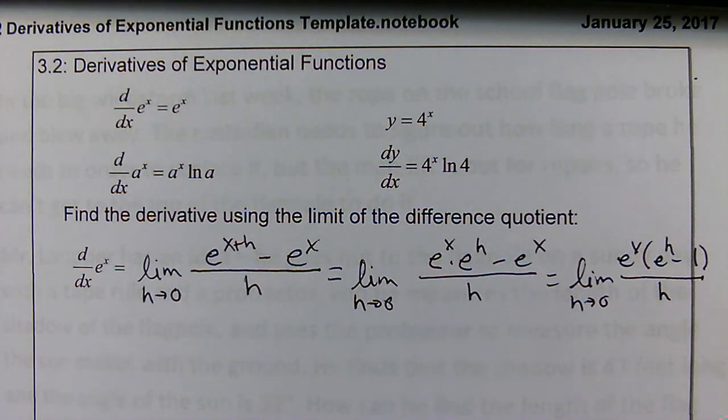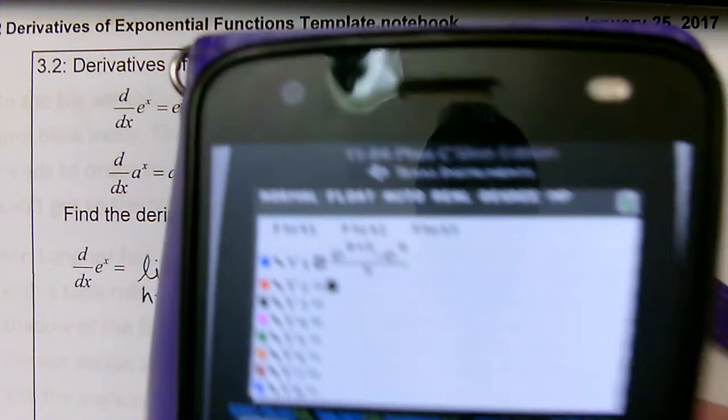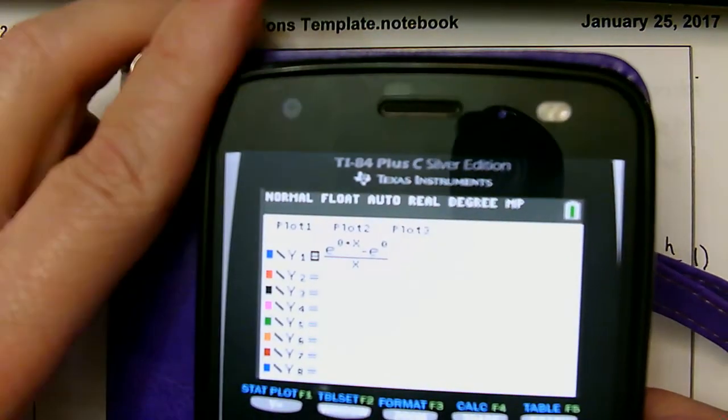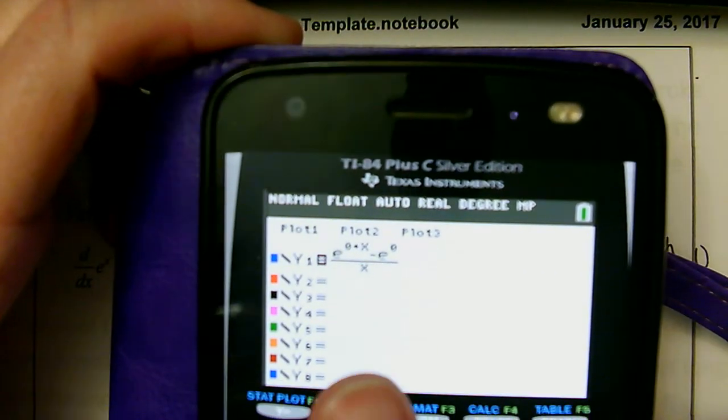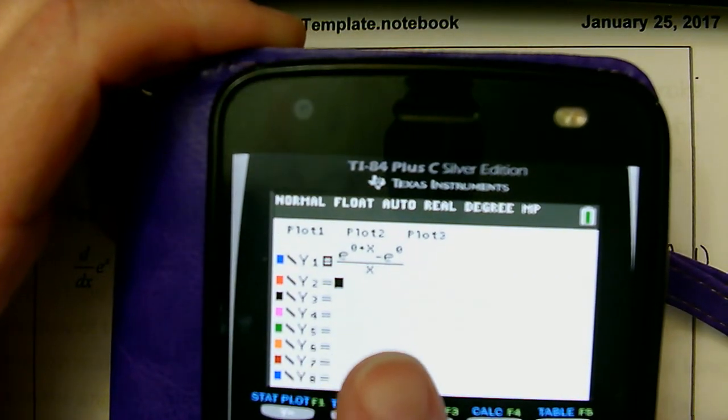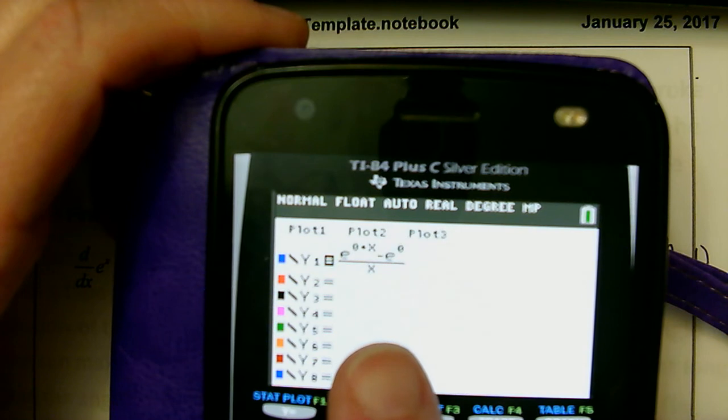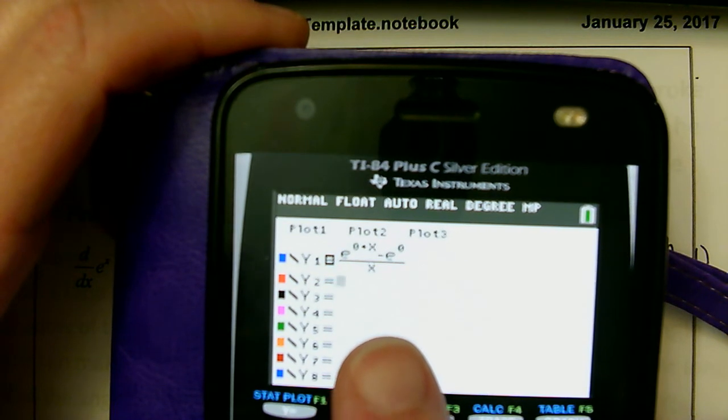The only problem with numerical methods is they can only give you answers for the value of the derivative at a point instead of the function for the derivative at any point. However, if we take a look at it on the calculator, I have put the difference quotient for the exponential function e to the x near 0 into the calculator.